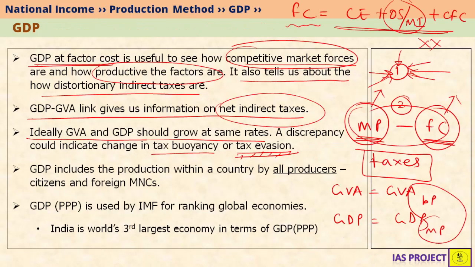So there are two conditions possible. One is tax evasion or tax buoyancy, if GDP and GVR are not growing at the same rate. GDP, we must note, includes production by all producers within the country. As we have discussed, within India, whatever production is being done by Maruti Suzuki, whatever is being done by Mahindra, and whatever is being done by Audi, all these are included in the GDP of India, although Audi may be a foreign company. GDP PPP is used by IMF for ranking global economies.